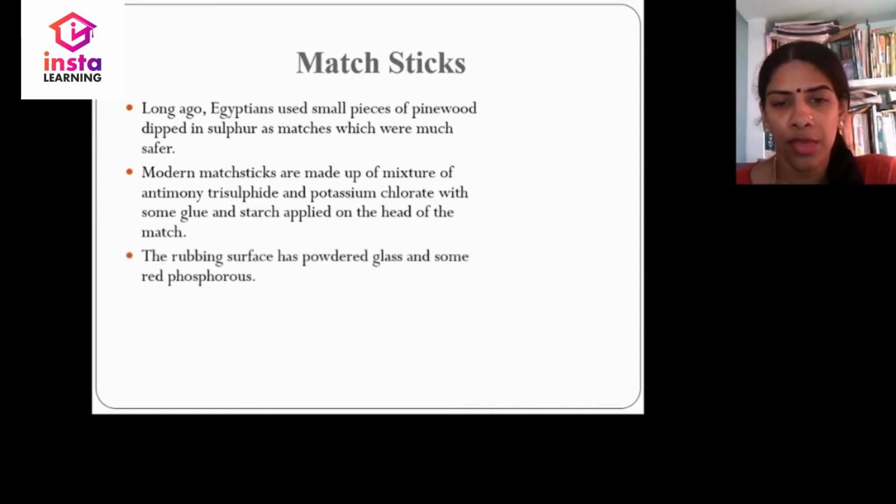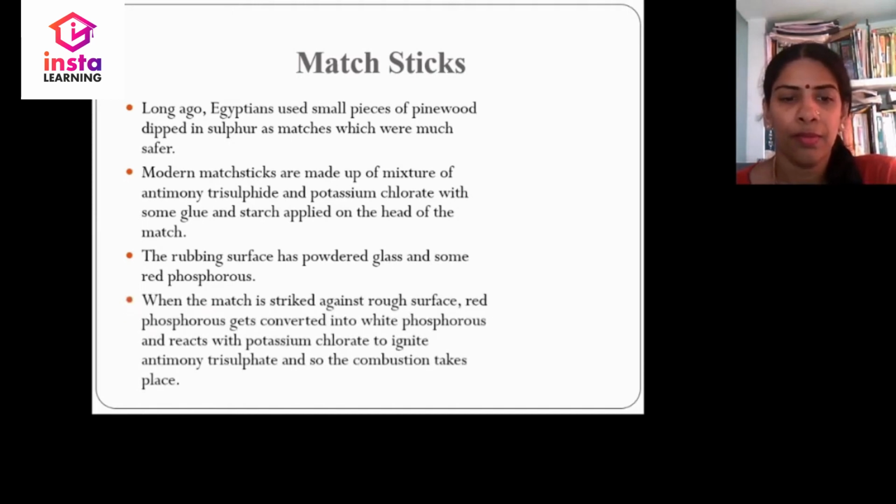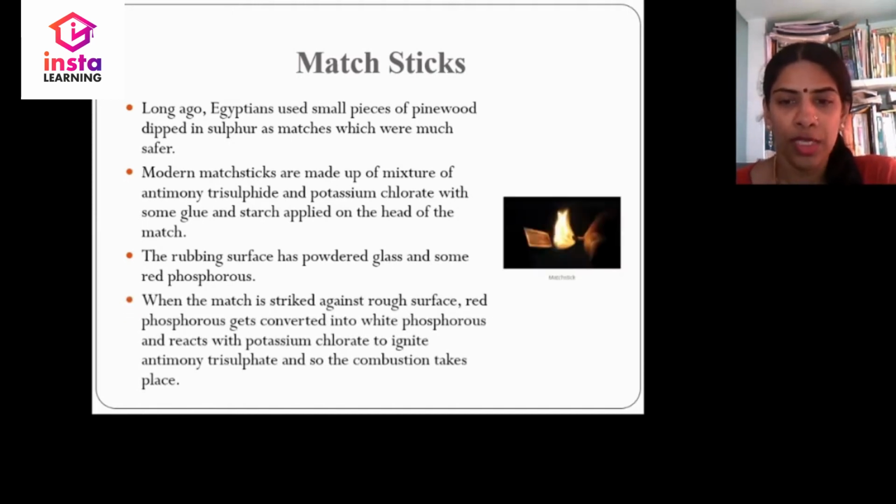The rubbing surface has powdered glass and some red phosphorus. When the match is struck against a rough surface, red phosphorus gets converted into white phosphorus and reacts with potassium chlorate to ignite antimony trisulfide, and hence combustion takes place.